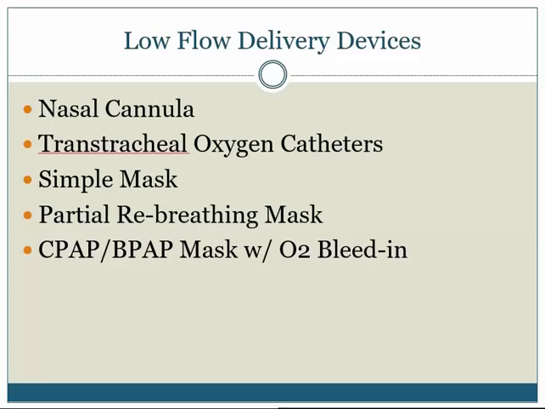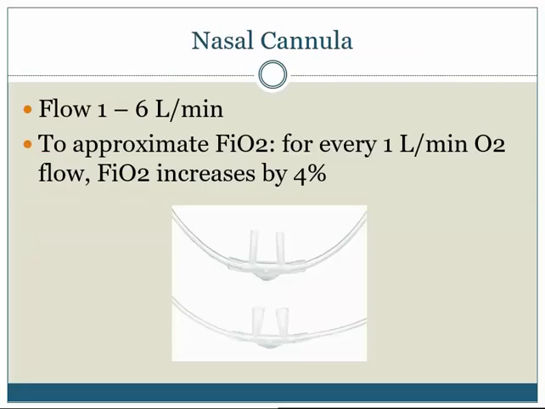The low flow delivery devices that you'll possibly see are the ones we'll go through. First one is the nasal cannula. Nasal cannulas deliver a flow rate of anywhere between 1 to 6 liters per minute. Higher than that, it can get very uncomfortable. They're not recommended for higher than 6 liters per minute. And again, one of the things that we'll do in lab is you'll feel what it feels like to be on high flow with a nasal cannula and how uncomfortable it is.